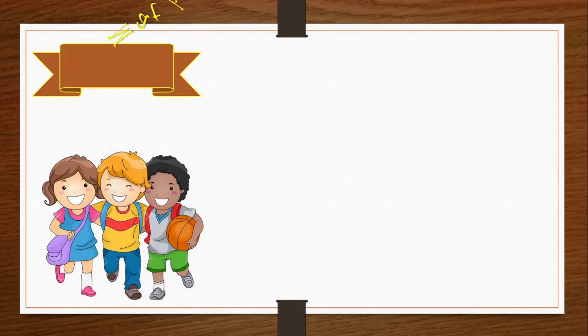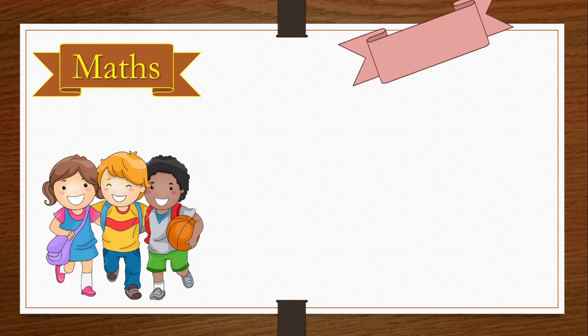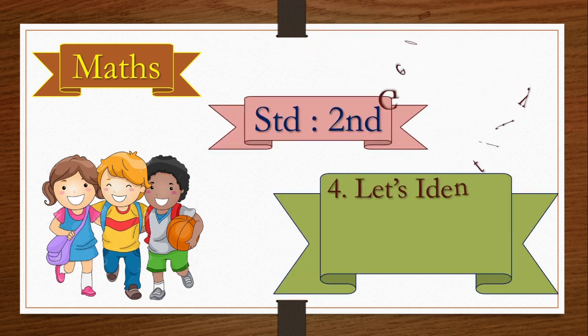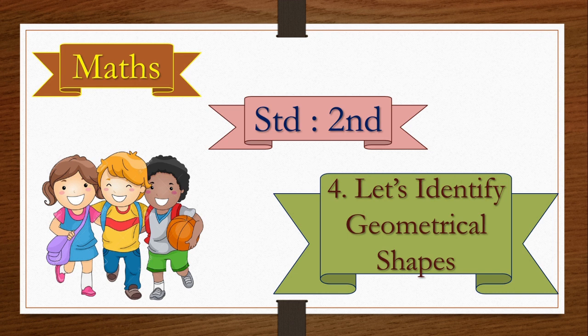Let's learn maths today, and the name of the topic is let's identify geometrical shapes. Here identify means पहचानो. ओके हम लोग आज क्या करेंगे, ज्योमेट्रिकल शेप्स को पहचानेंगे. ओके लेट्स आइडेंटिफाई ज्योमेट्रिकल शेप्स. We will do so many activities, and by the help of these activities, let's identify geometrical shapes.